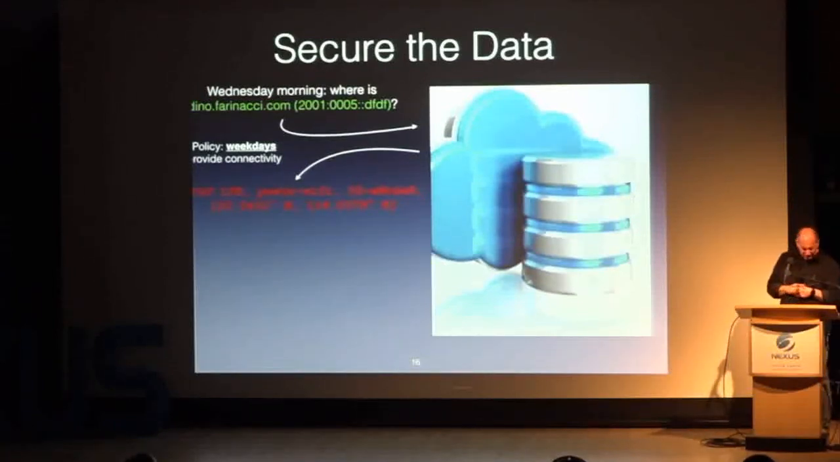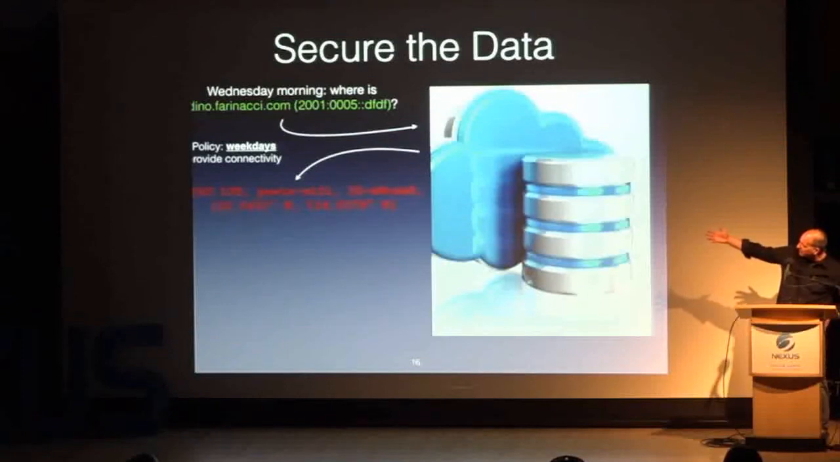Okay, so here's an example where the policy is Wednesday morning, where is Dino Farinacci, and the mapping database says that the policy is weekdays. You can go ahead and provide connectivity. So what's returned back from the mapping database is the locator set. And then the guy that's talking to Dino Farinacci is free to use any of those locators.